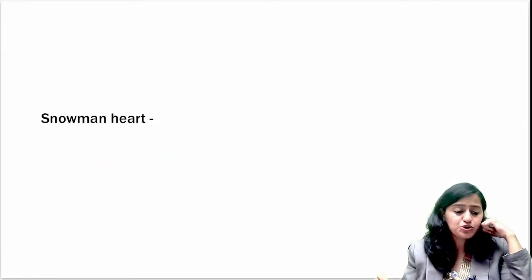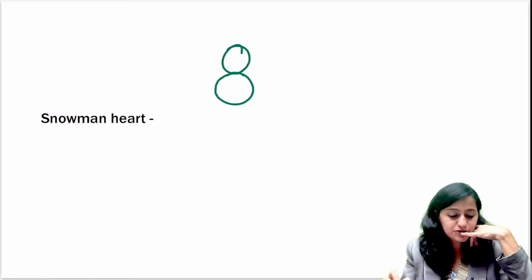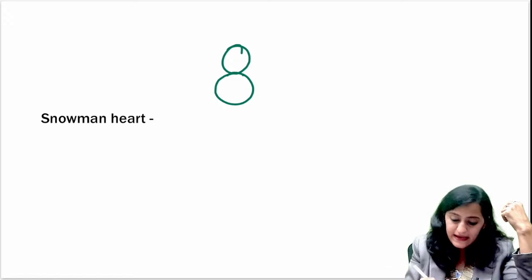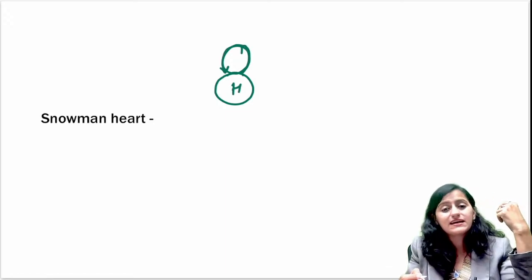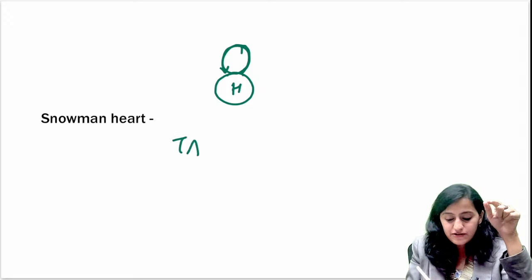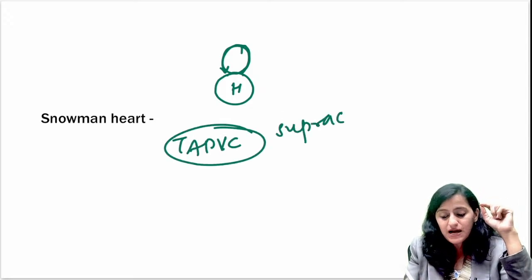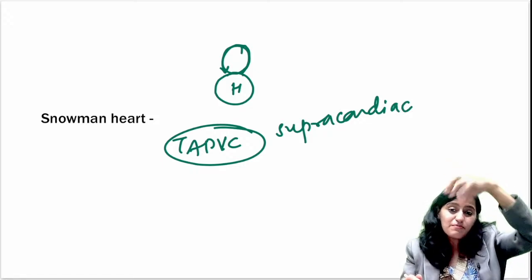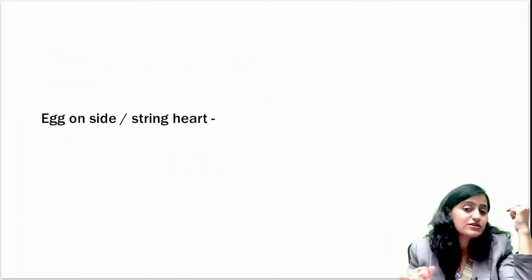Where do you have snowman heart? Like a snowman, the appearance is there, snowman heart. This is the heart and this is the vertical vein going into the superior vena cava. That's the abnormal drainage of the pulmonary vein. It is seen in TAPVC. What type? Supracardiac type. That is type 1. Okay? So remember, snow falls from above. So supracardiac TAPVC. Okay? Snow falls from above.